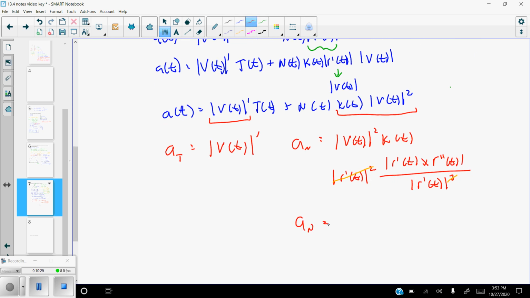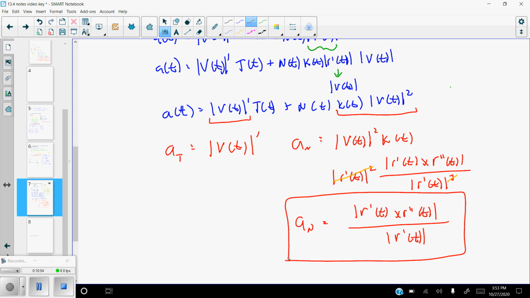So what I really get for the normal component, and this is a good formula, is the magnitude of r prime of t cross r double prime of t divided by the magnitude of r prime of t. So it looks very much like the curvature formula. The only difference is the magnitude of r prime of t in the denominator here is just to the first power. It's not cubed. This is the normal component of acceleration.